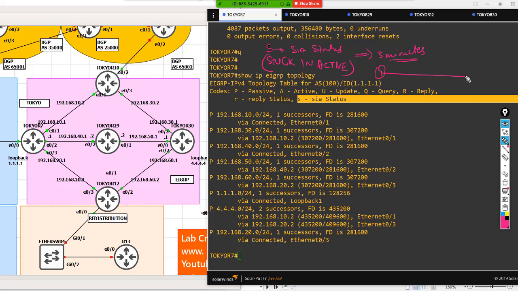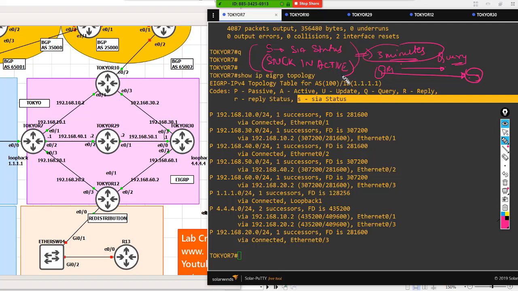Let's say router 1 sent a packet to router 2, not your hello packet or any other packet I'm talking about. It's the query packet that I'm talking about. Okay, so your router 1 sent a query packet towards router 2. There was no reply. It's going to wait for 3 minutes, and that scenario is called stuck in active.